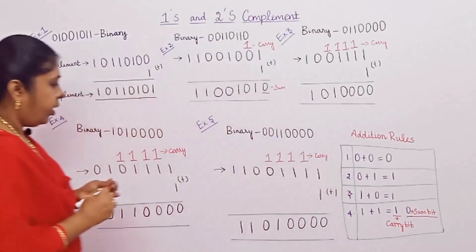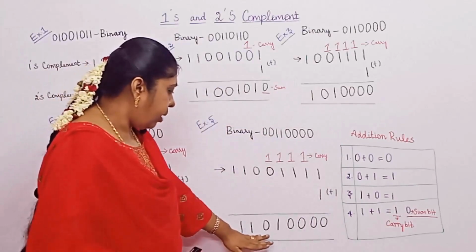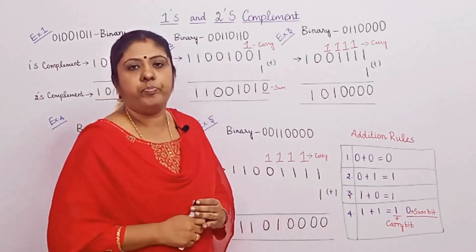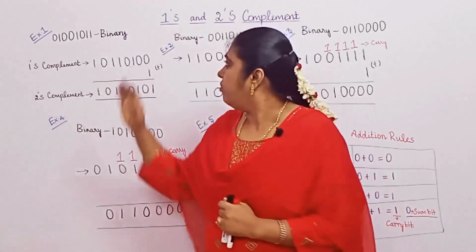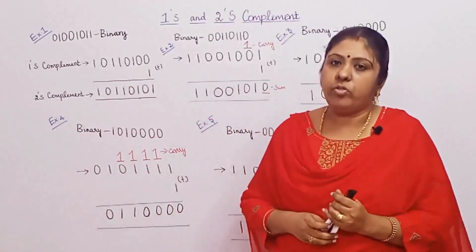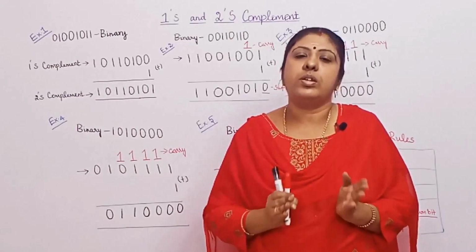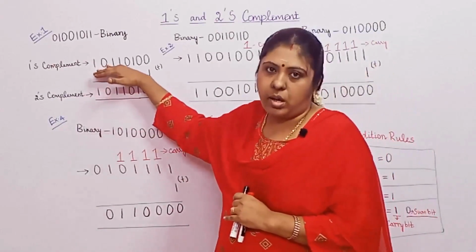Okay, now the final number has arrived. The 2's complement number is 11010000. So just a small recap. Here we are given a binary number. When you want to find the 1's complement number, just change the zeros to 1's and 1's to zeros. Very simple idea. That is the 1's complement.